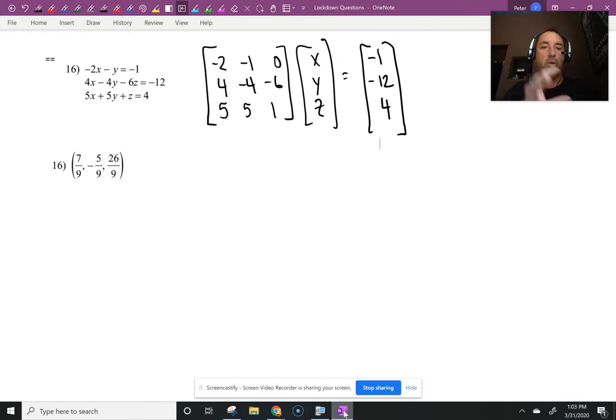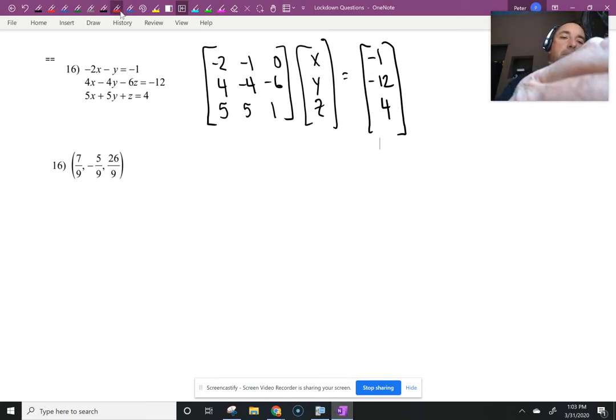I see the coefficient matrix where I just pulled out all the X, Y, Z coefficients. Then you have your variable matrix, which is the XYZ, and then you have your constant matrix, your answers. If you did matrix multiplication here, this would make sense. You'd have negative 2x minus y and 0z equals negative 1. So the matrix makes sense. The equation makes sense.